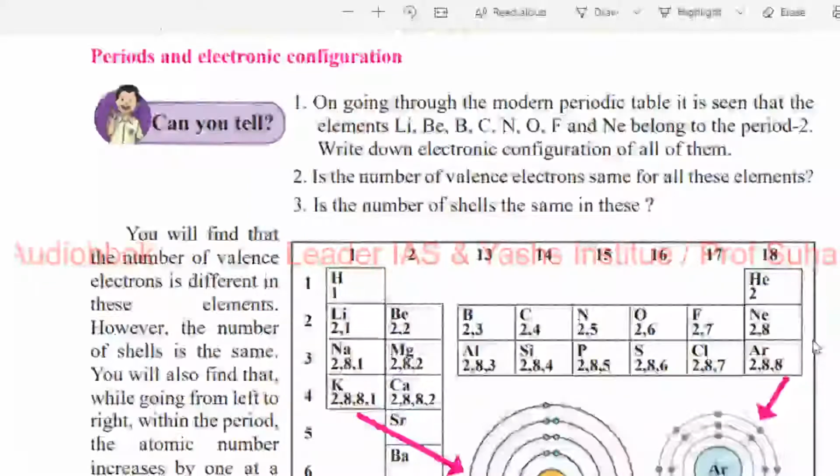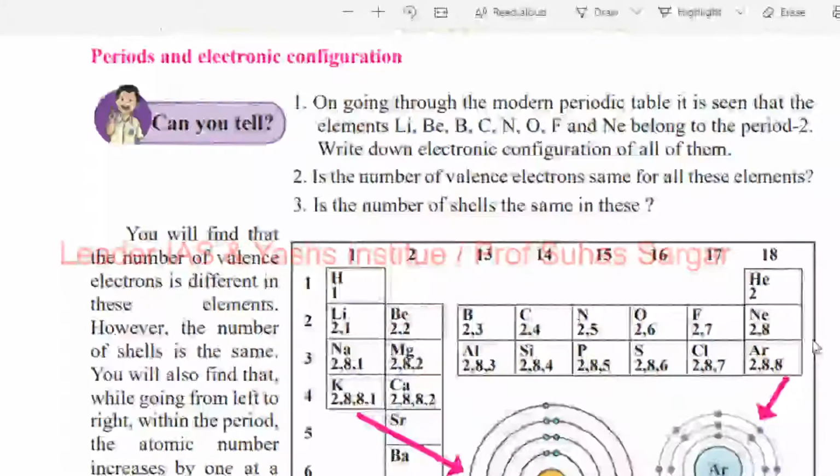Now the next topic is periods and electronic configuration. Can you tell? On going through the modern periodic table, it is seen that the elements lithium, beryllium, boron, carbon, nitrogen, oxygen and fluorine, also neon, belong to the second period. Write down the electronic configuration of all of them. Second, is the number of valence electrons the same for all these elements? Is the number of shells the same in these?